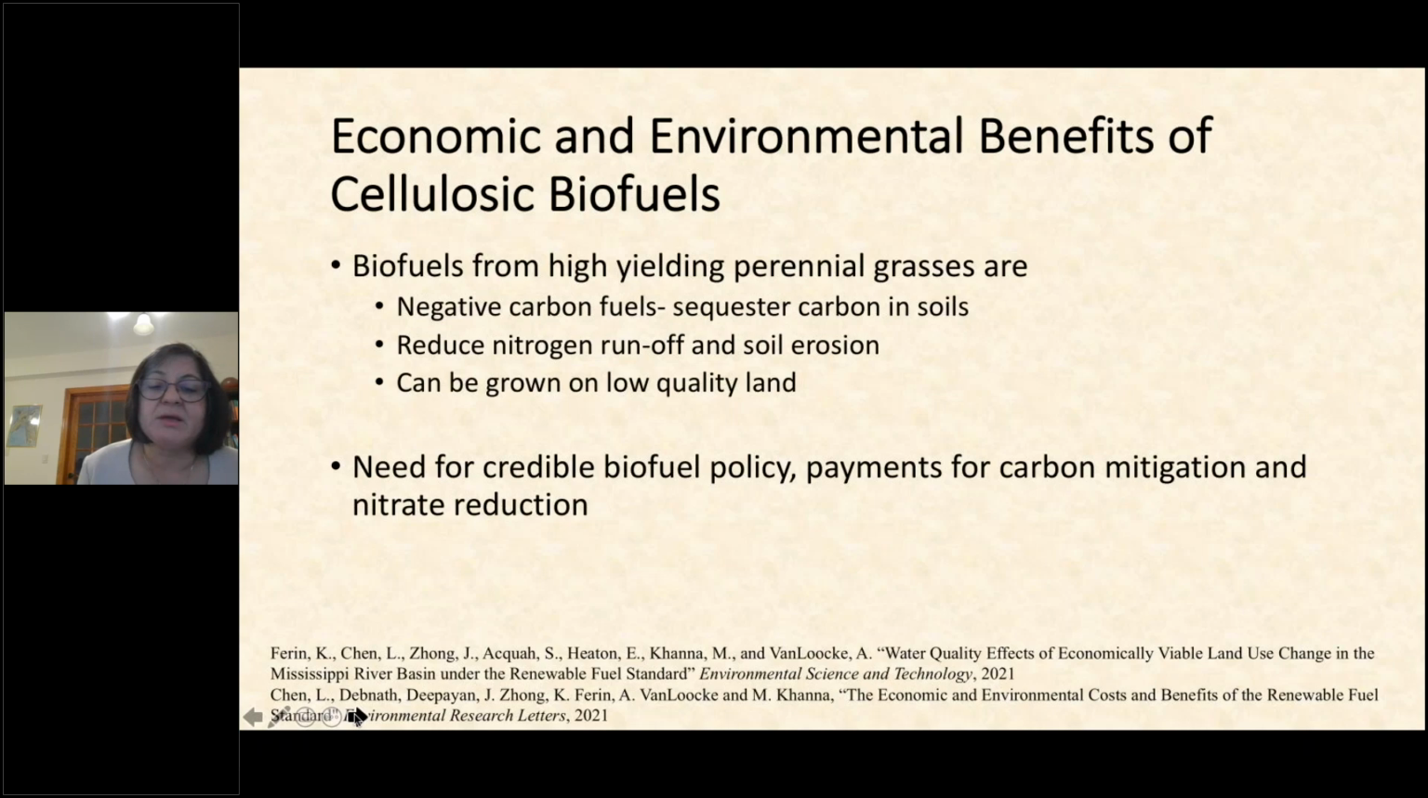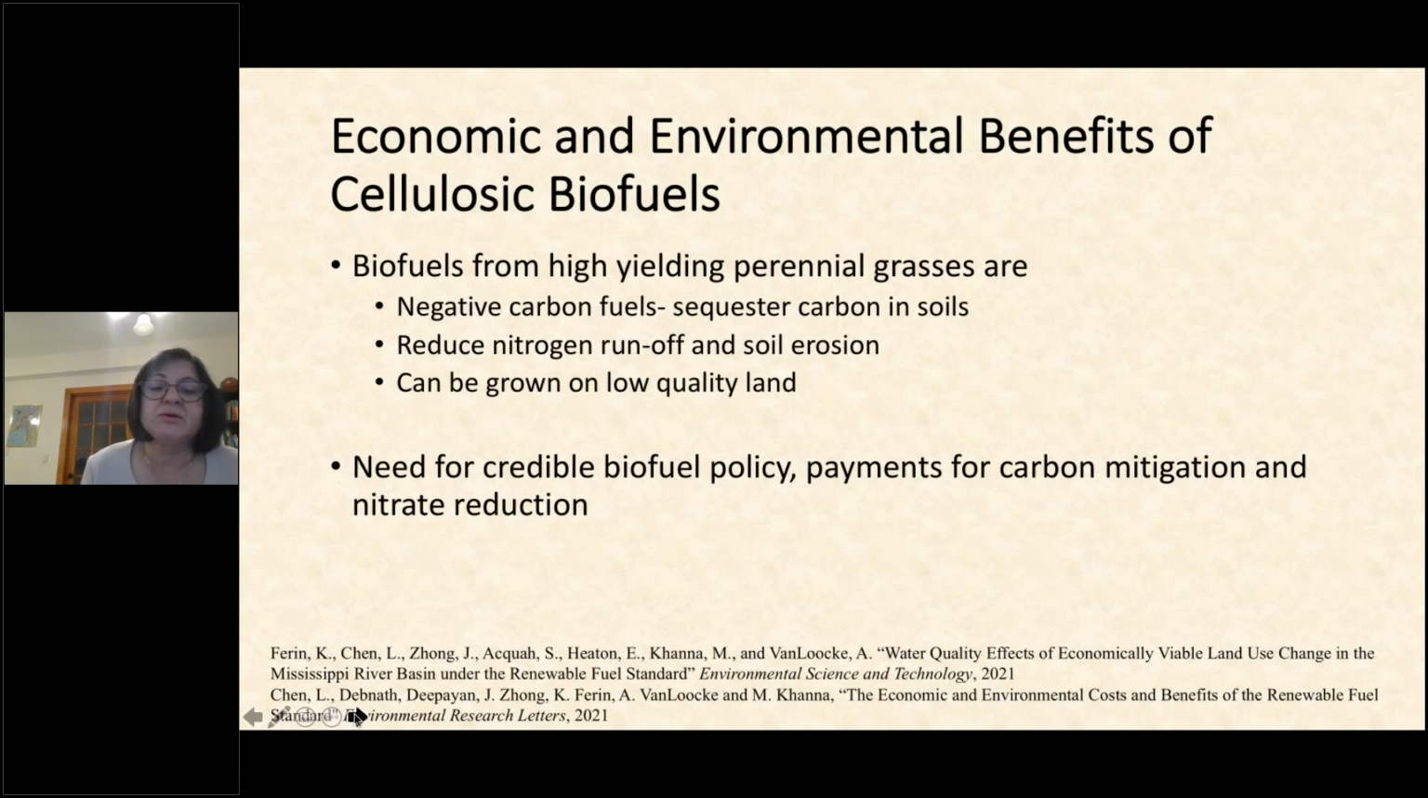They also have advantages in terms of being able to reduce the nitrogen runoff from cropland, reduce soil erosion, and therefore improve water quality. They can be grown on low quality land and therefore don't need to divert productive cropland from food crop production. And so there's a number of advantages from moving towards these advanced biofuels. But they are more costly than fossil fuels.